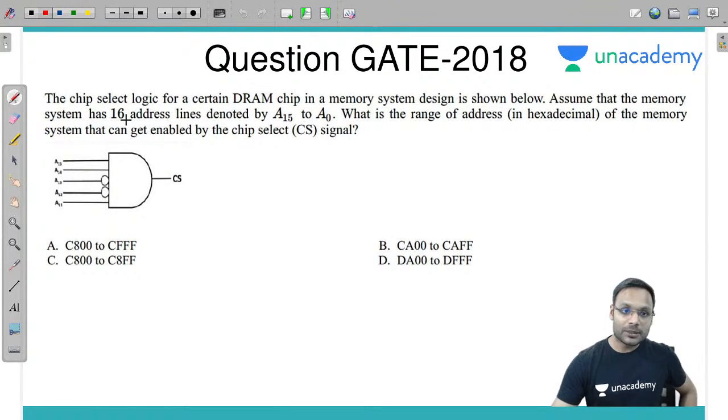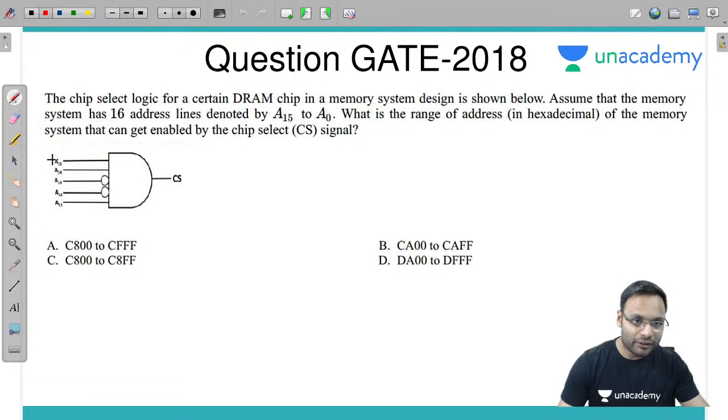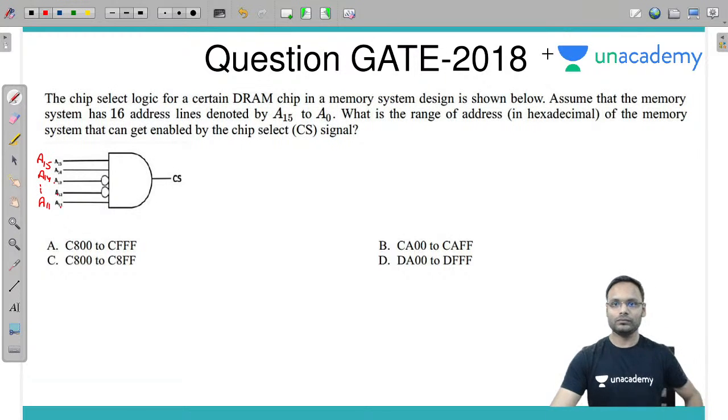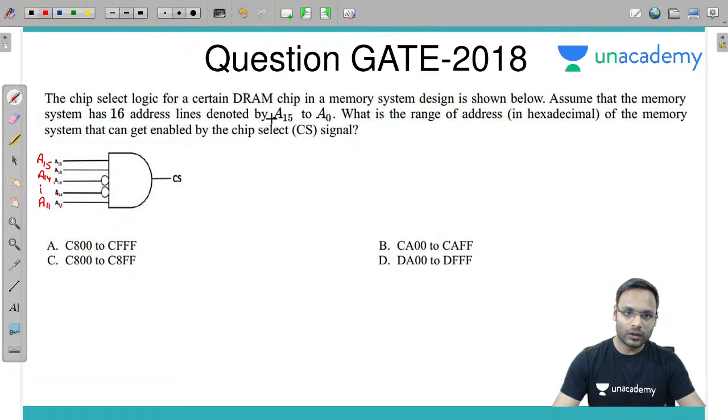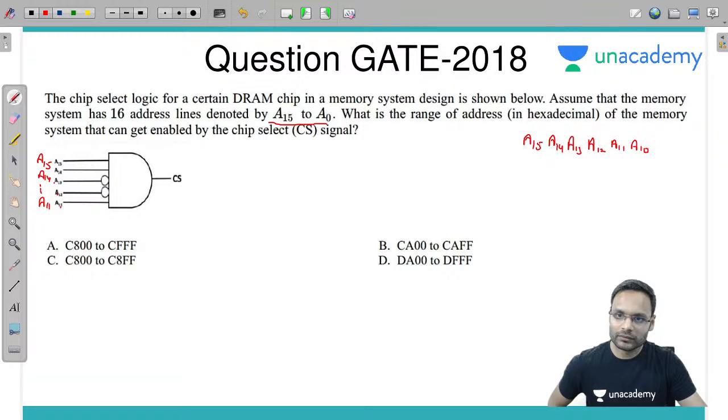Another question. A chip select logic for a certain DRAM chip in a memory system design is shown below. So chip select के लिए ये डिजाइन दे रखा है. If this diagram is not visible, this is A15, then A14, then A13, A12 and A11. Assume that memory has 16 address lines, denoted by A15 to A0. So 16 lines are there: A15, A14, A13, A12, A11, A10 and up to A0. These are the 16 lines.